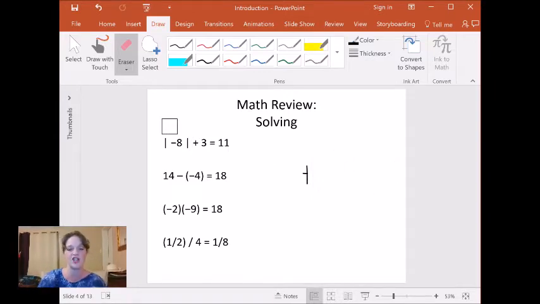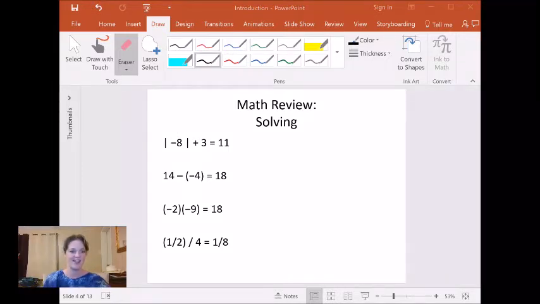And here's multiplication. Hopefully you recall that anytime you multiply two negative numbers together, you end up with a positive number. So negative 2 times negative 9 is just 18, much as positive 2 times positive 9 would be 18. And then the next one, 1/2 divided by 4. All right, and for this last one, we have 1/2 divided by 4.